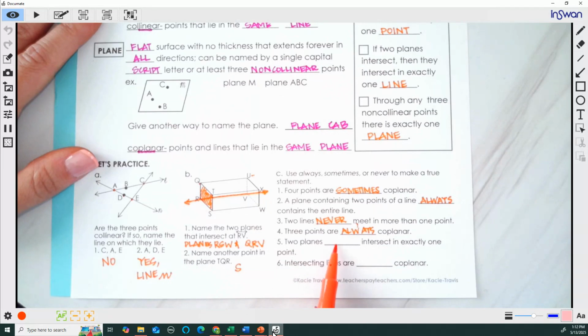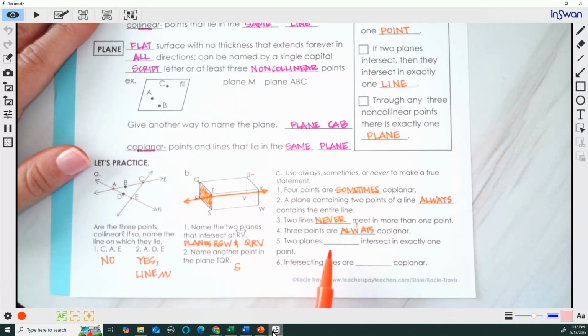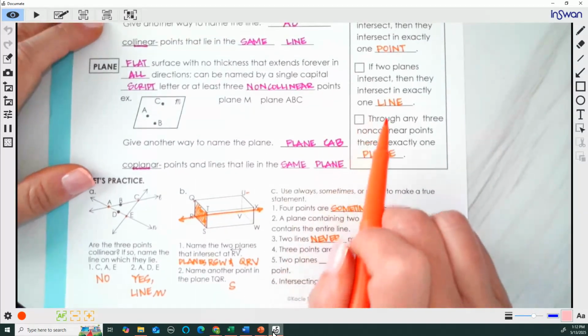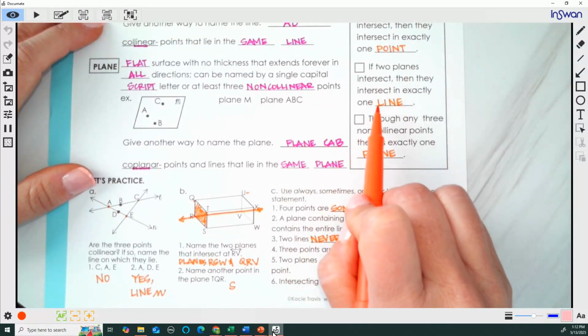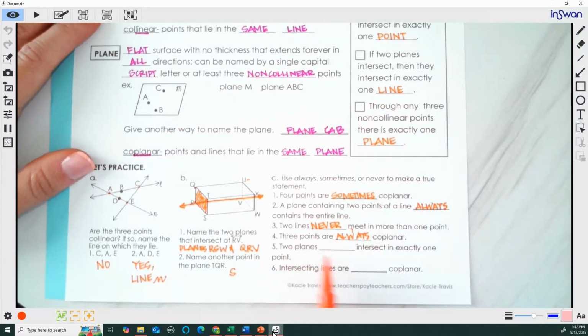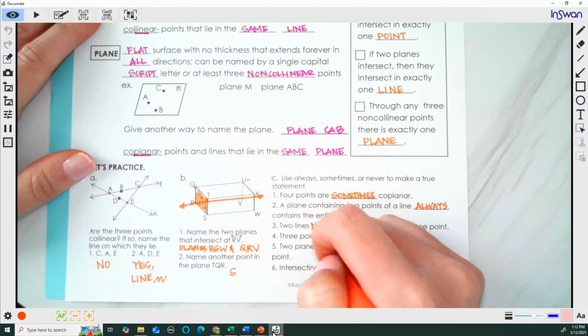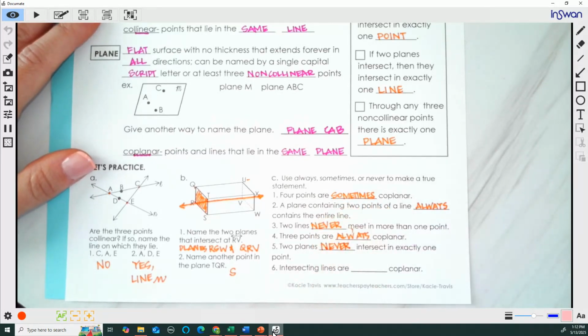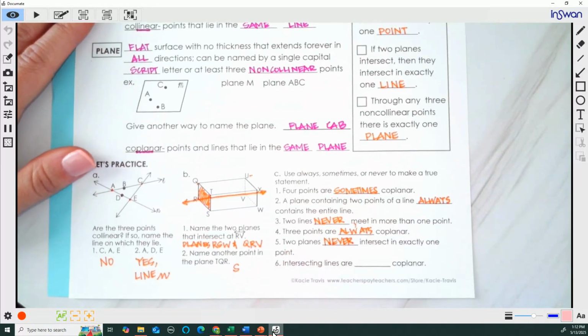2 planes always, sometimes, or never intersect in exactly 1 point. 2 planes blank intersect in exactly 1 point. So now we're looking at planes and their intersection of points. And 2 planes can't intersect at a point. If 2 planes intersect, they're going to intersect in 1 line. So this is never true. We cannot have 2 planes intersecting at exactly 1 point.